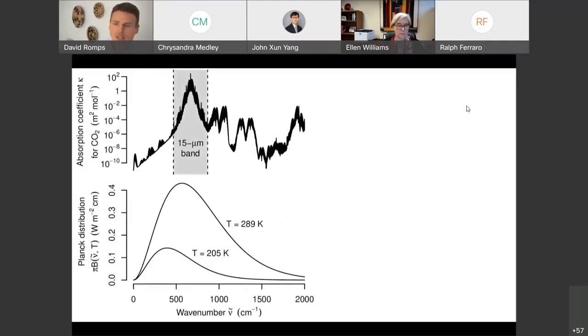to answer this question, we need to know something about the particulars of carbon dioxide itself. This is a busy plot here, but let me just step through it. On the x-axis here, I've got wave number, which is just the inverse of wavelength. And wave number here ranges from 0 to 2,000 inverse centimeters. In the top panel, I have plotted the kappa, the absorption coefficient at a reference pressure for carbon dioxide. And you'll see the y-axis there, it's a log axis, and kappa ranges over many orders of magnitude.